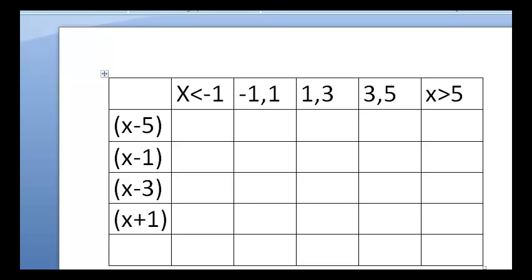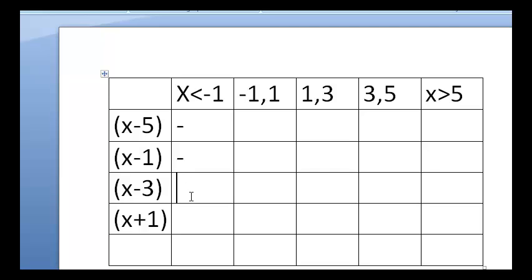We're going to plug in a value first off when x is less than negative 1. So let's pick negative 2. Negative 2 minus 5 is going to be a negative value, negative 7. So we're going to put that in there. Next we're going to do when x is less than negative 1. We know that is, so negative 2, we're going with that. Minus 1 is still a negative number.